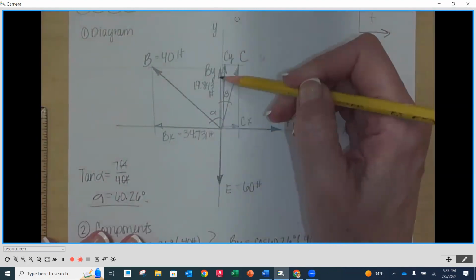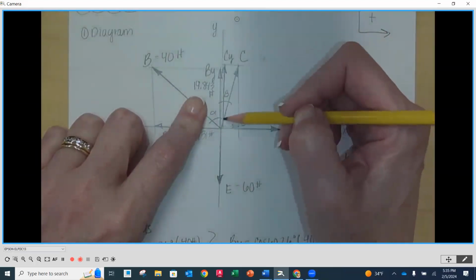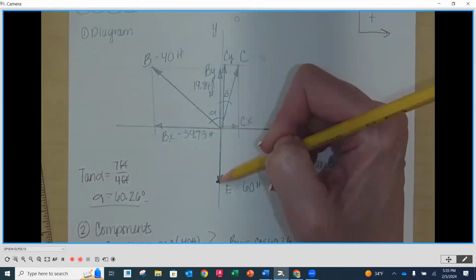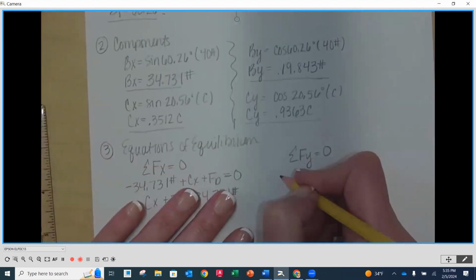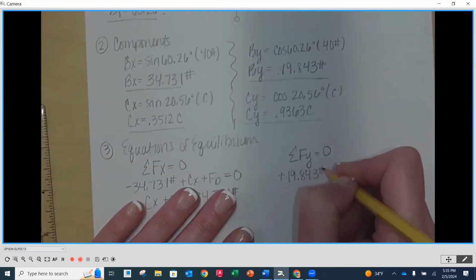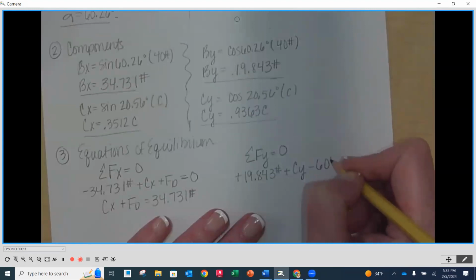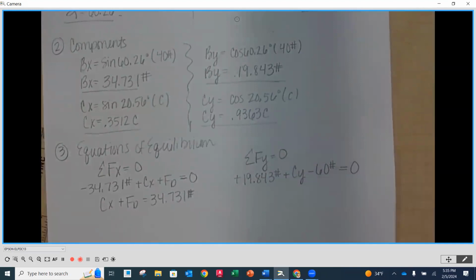I can see I have a positive BY, which is 19.843 pounds. I've got a positive CY and I've got a negative 60. Those are the only ones that I'm writing. So I've got a positive 19.843 pounds, positive CY, and a minus 60 pounds, equal to 0. Okay, equal to 0. So now I can combine these two, right?